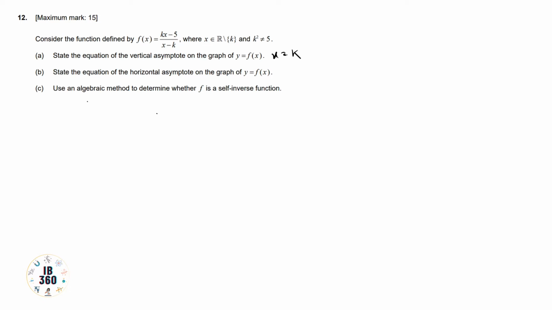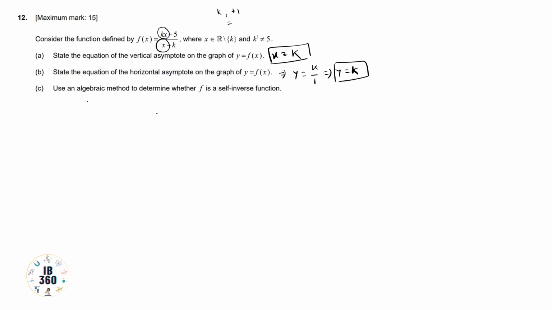For the horizontal asymptote, we just need to divide the coefficients. The first coefficient is k and the second coefficient is 1. So the horizontal asymptote is y equals k by 1, which is y equals k. So this is the horizontal asymptote and this is the vertical asymptote.